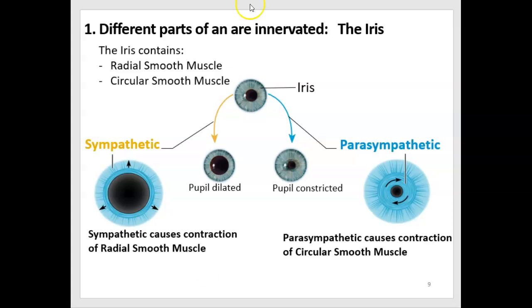So first, different parts of an organ are innervated by the sympathetic versus the parasympathetic. And the example I want to use is the iris. So the iris of the eye is the colored part of your eye, and it contains actually two smooth muscles. One is radial and one is circular. So if I look at this picture, it's easiest to see that you have some muscle fibers coming out radially, but you also have some muscle fibers that are circular.